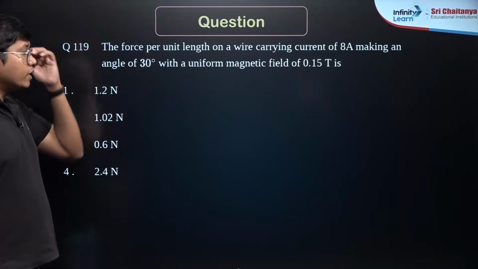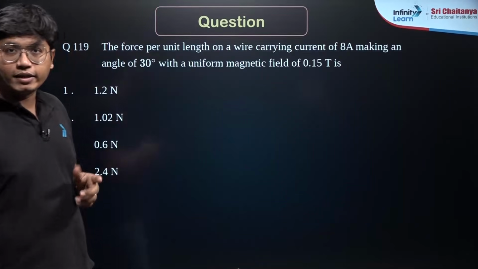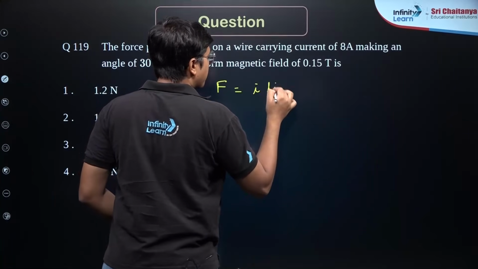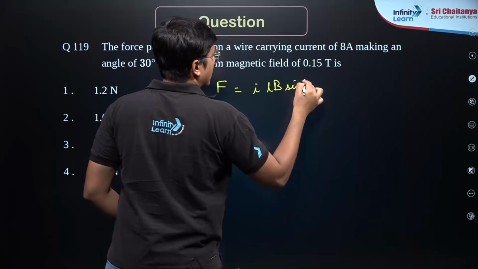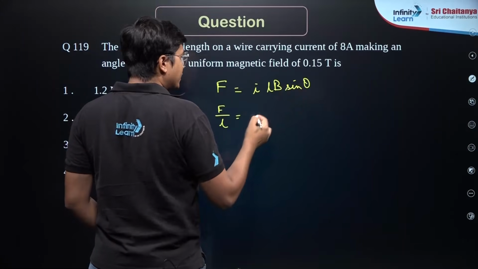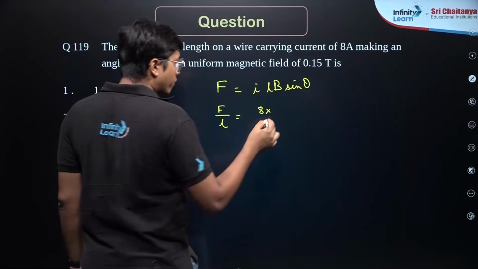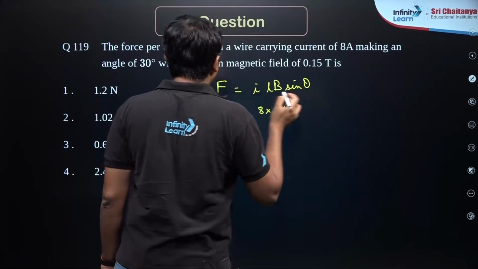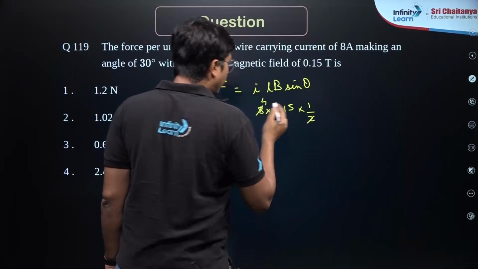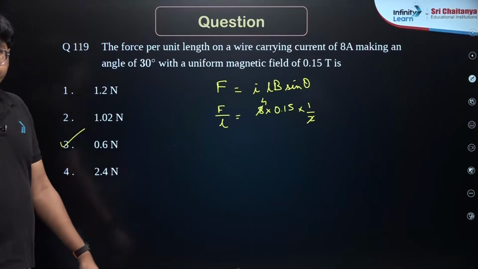Next one, the force per unit length on a wire carrying current 8 ampere making an angle of 30 degree with the uniform magnetic field is how much? We know the formula, force is equal to ILB sine theta. They want force per unit length, so it's F by L that you're looking at. So you just have IB sine theta. Current is given 8 amperes, magnetic field is given 0.15. Theta is 30 degrees, sine 30 is half. Goes with the 4, 4 into 0.15 is 0.6. Option 3.